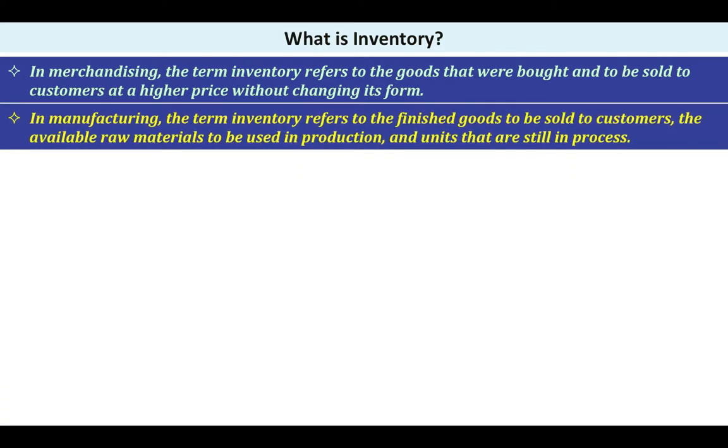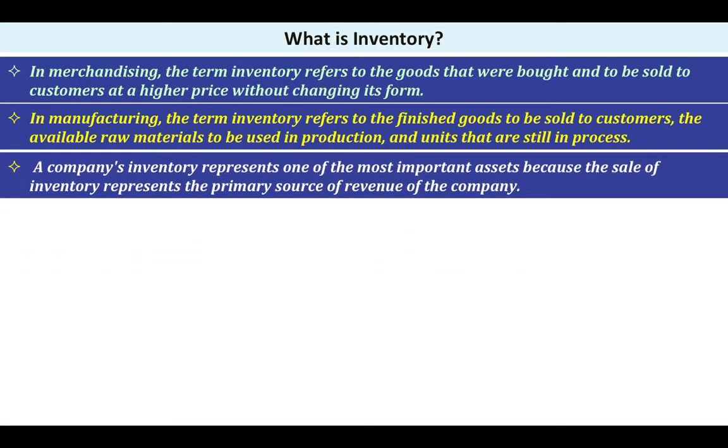In manufacturing, the term inventory refers to first, finished goods to be sold to customers. Second, the available raw materials to be used in production. And third, the units that are still in process. Okay, so in manufacturing, there are three forms of inventory. A company's inventory represents one of the most important assets because the sale of inventory represents the primary source of revenue of the company.